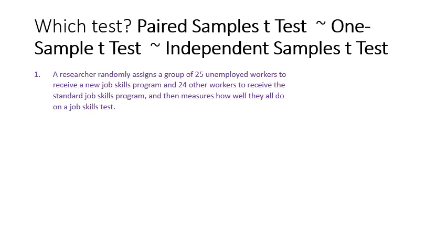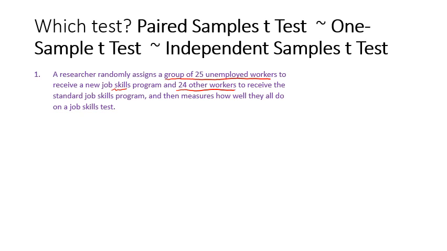Here's the first problem. A researcher randomly assigns a group of 25 unemployed workers to receive a new job skills program and 24 other workers to receive the standard job skills program, and then measures how well they all do on a job skills test. So you can notice a couple things about this problem. First off, you have two totally different groups of people. You have this group of 25 unemployed workers who are going to receive this job program, and 24 other workers. So these are clearly two columns of data, two different groups of people.